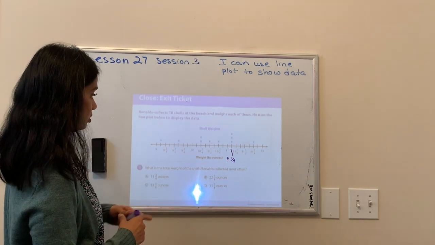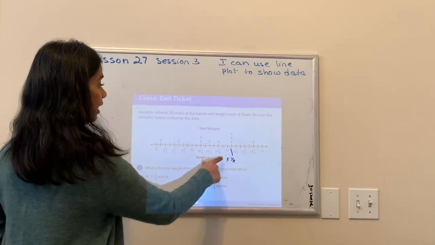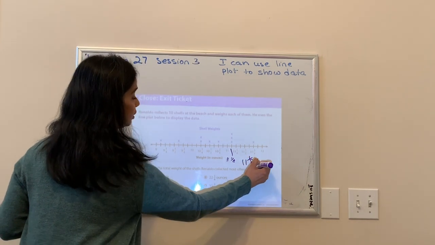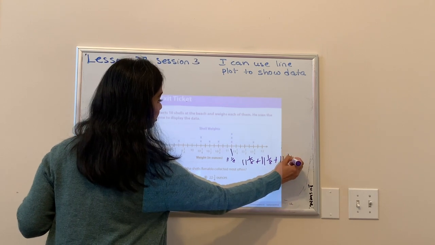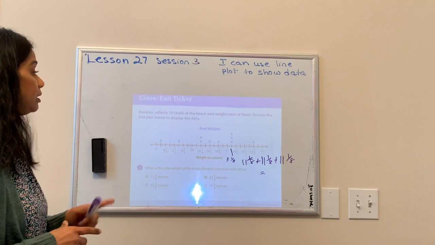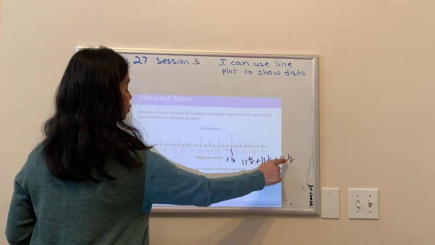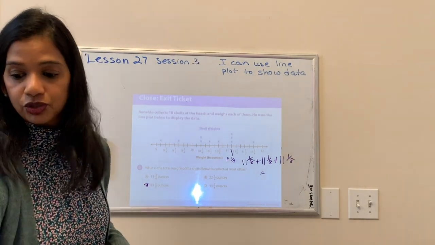And what is the total weight of those shells? So I have 11 1/8 plus 11 1/8 plus 11 1/8. What do you think it'll give me? Yep, because 11 times 3 is 33, plus 1/8, 2/8, 3/8. So that's your answer, 33 3/8 of an ounce.